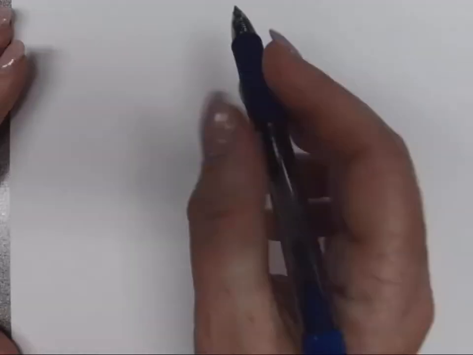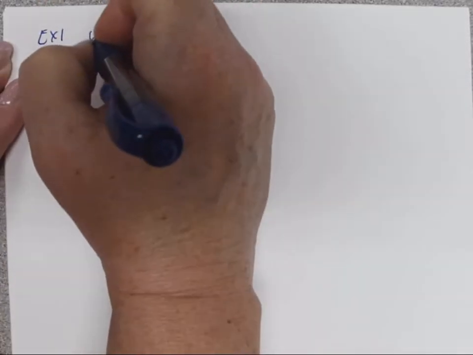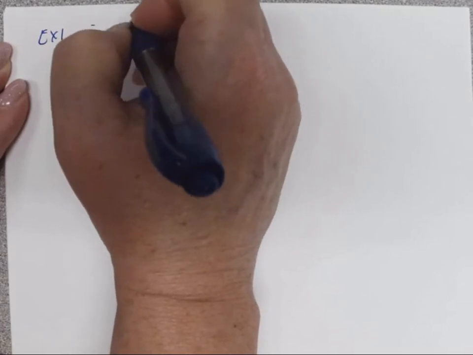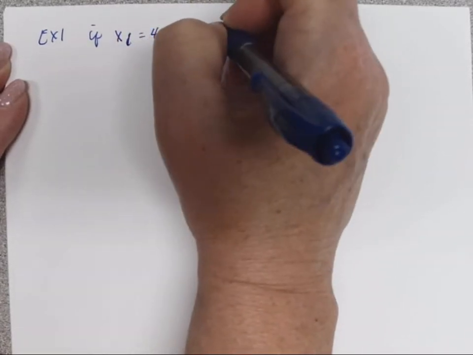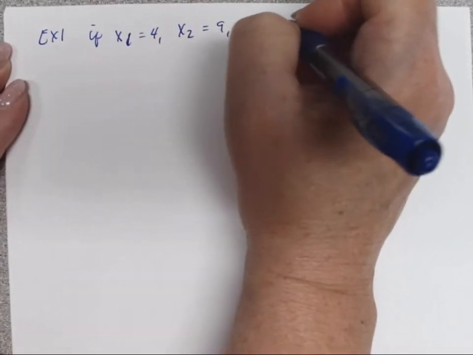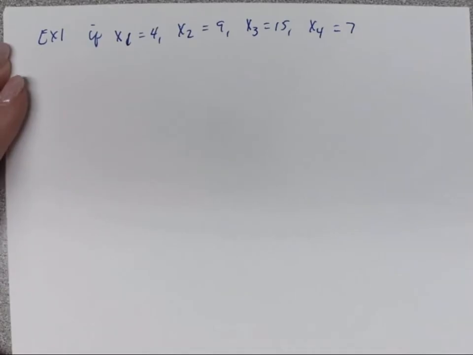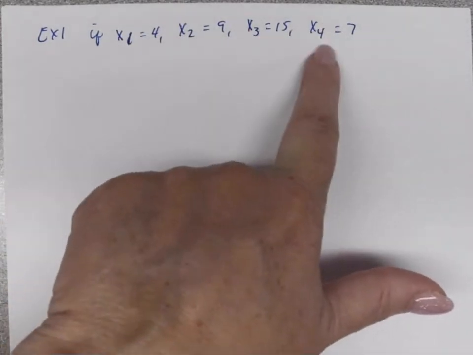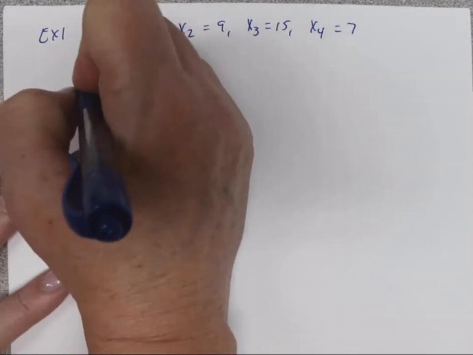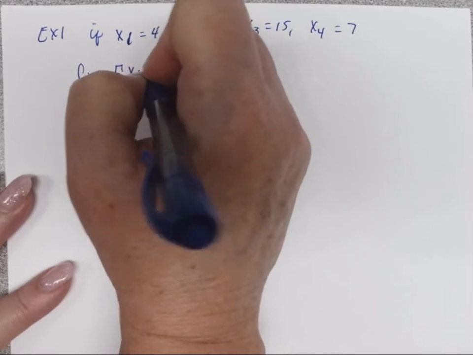All right, so let's go do some examples. For example 1, if x sub 1 is equal to 4, x sub 2 is equal to 9, x sub 3 is equal to 15, and x sub 4 equals 7. If we are told that these are our numbers, x sub 1, x sub 2, x sub 3, and x sub 4, we are going to find the summation of x sub i.